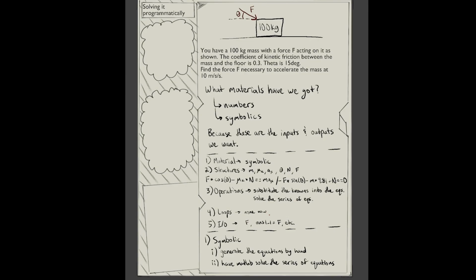and then again I would have no loops, I wouldn't have repeated operations. In the IO I would have F, or I would output the F to some answer variable I'm caring about, or whatever else. So then symbolic, let's go over again, how is this procedure going to work? We're going to 1, generate the equations by hand, and then 2, have Matlab solve the series of equations.